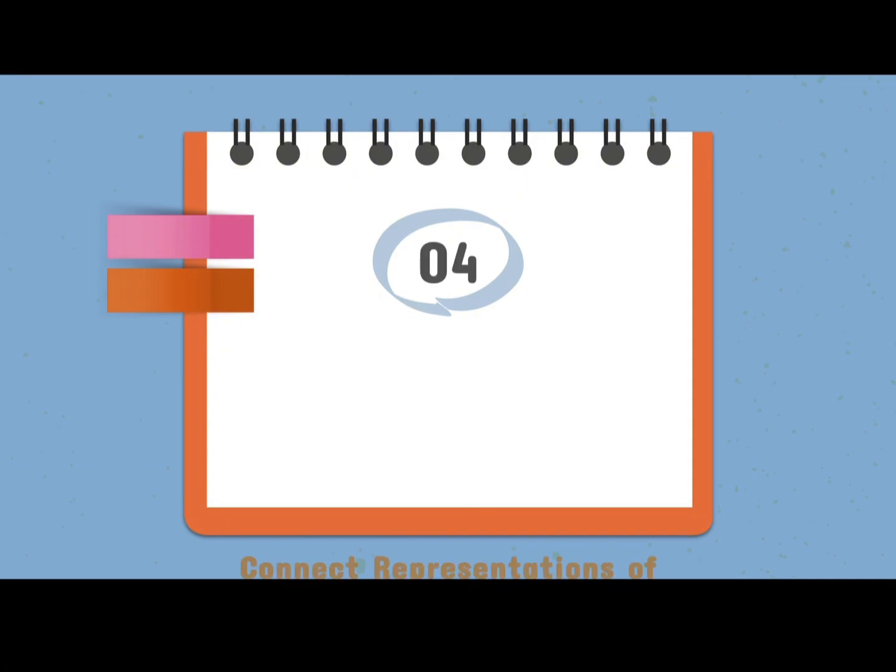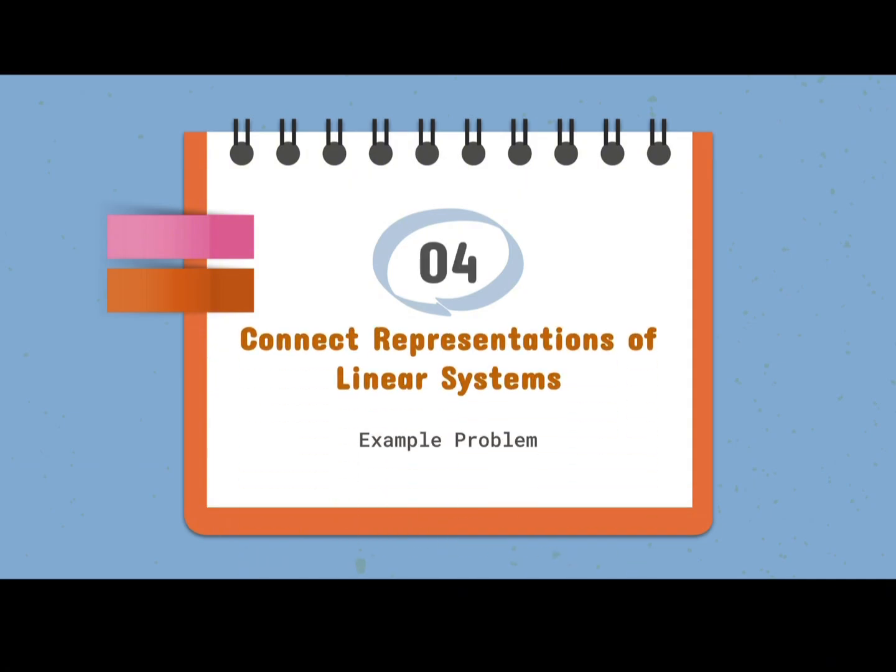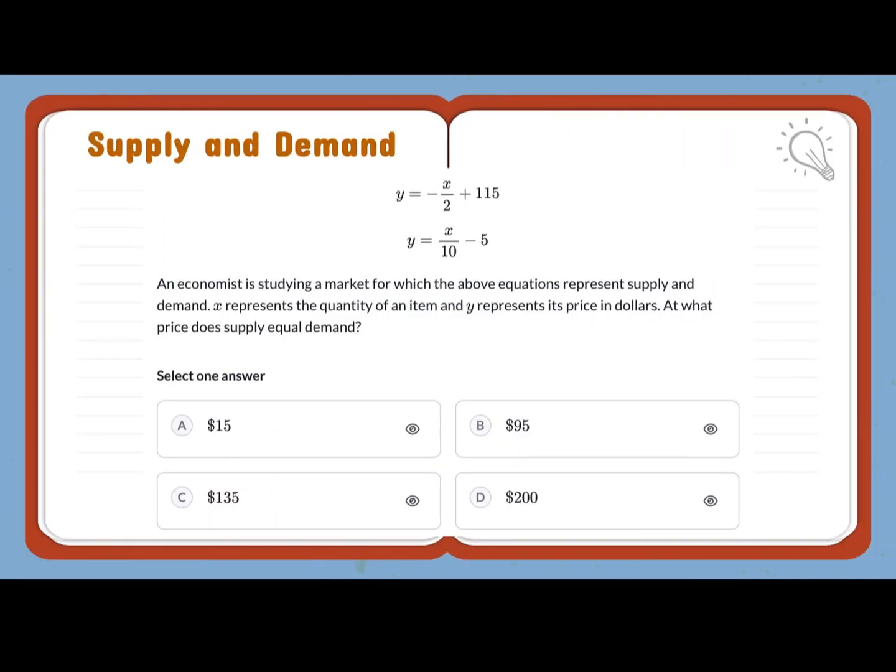Okay, for the last one for this section, we have connect representations of linear systems. We have kind of a supply and demand chain here, y equals negative x over 2 plus 115, and y equals x over 10 minus 5. An economist is studying a market for which the above equations represent supply and demand. X represents a quantity, and y represents the price in dollars. At what price does supply equal demand?